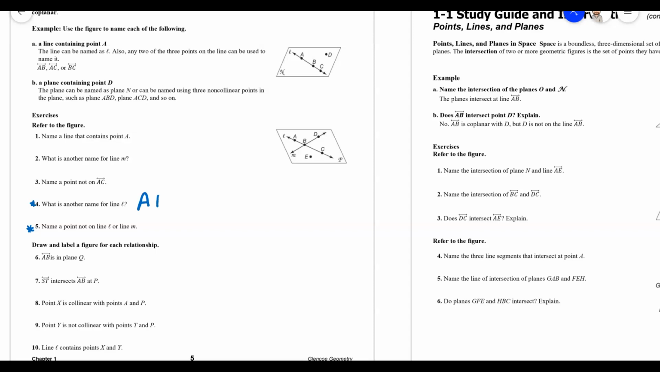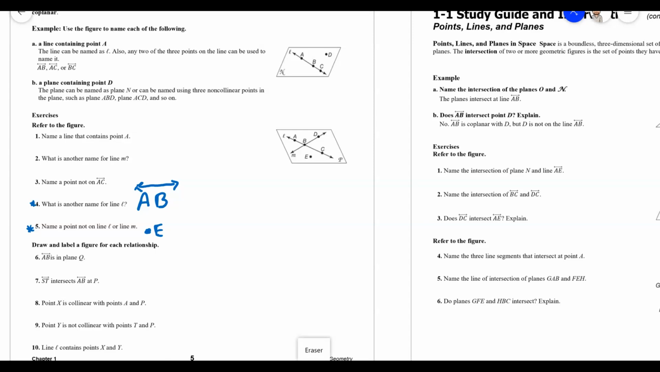Since I made that multiple choice, I didn't give you other options. But we know we could call it BC, we could call it AC, and so on. Name a point not on line L or line M. So A, B, C are all on line L. B and D are both on line M. What's a point that's not on either of them? Hopefully we said point E.